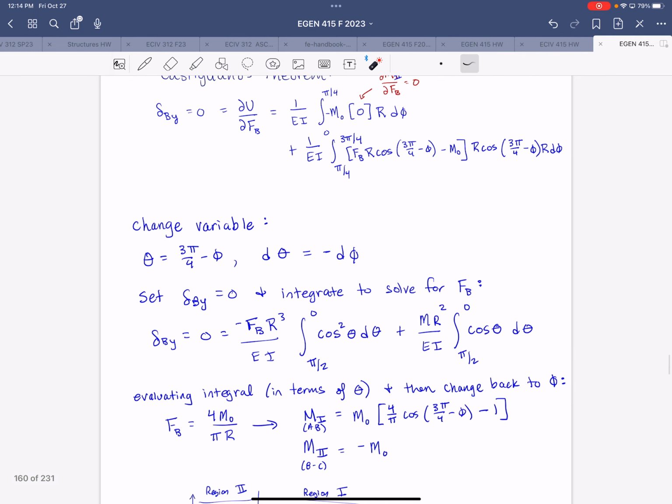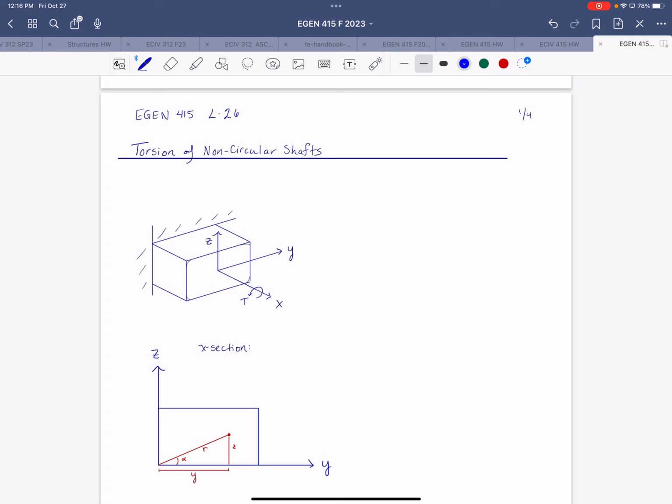In mechanics of materials, you probably saw torsion of circular shafts, hollow or solid, and you also looked at maybe torsion in thin-walled sections. Does that sound right? I think, at least when I taught the class, we did that.